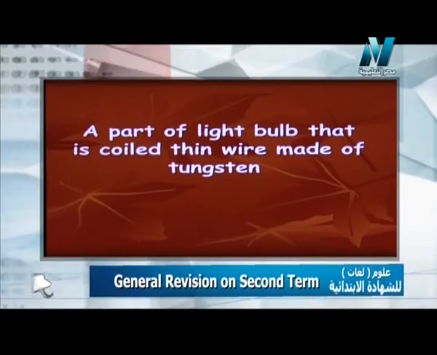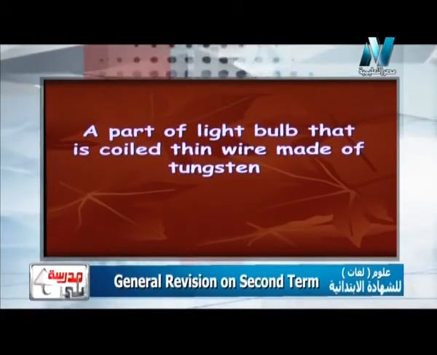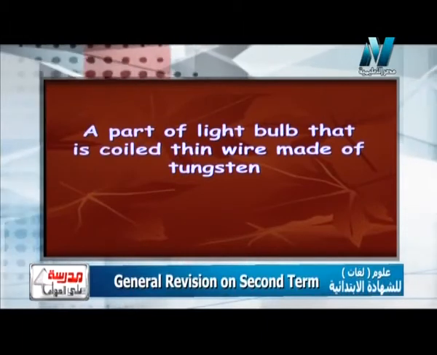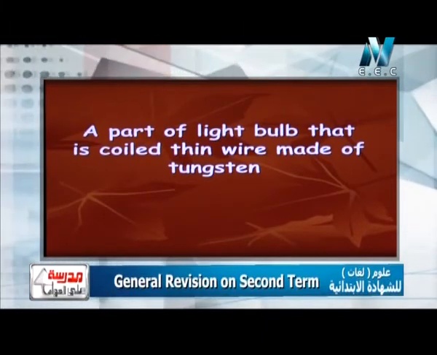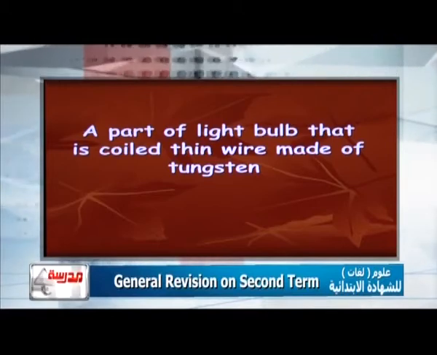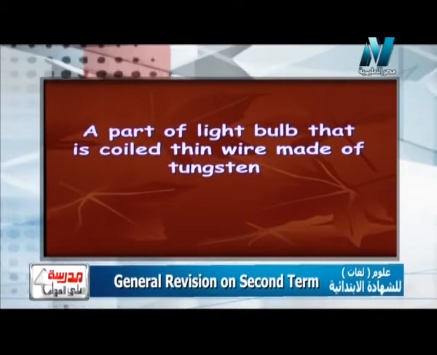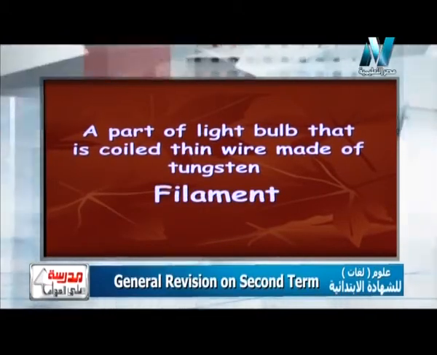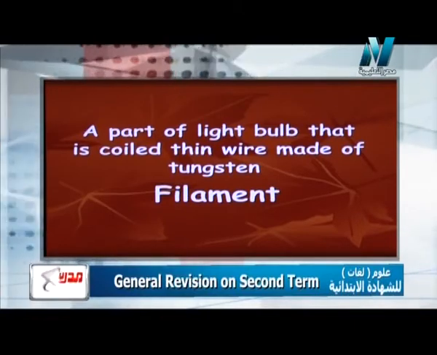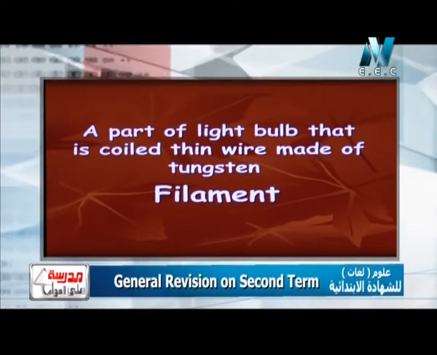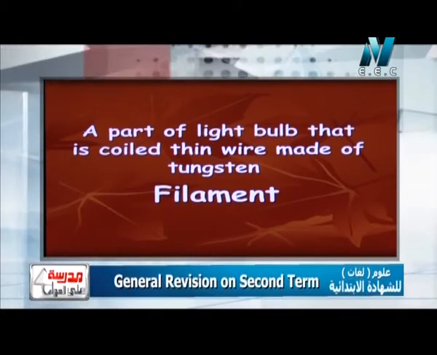Another question. A part of the light bulb that is coiled thin wire made of tungsten. Surely it will be the filament of tungsten. The filament of tungsten.